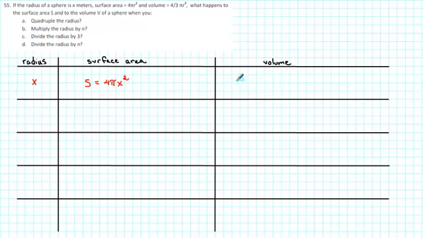We're given that the volume is V, but we can calculate the volume using the volume formula 4/3 pi times the cube of the radius. In this case, the radius is x, so we'll get 4/3 pi x cubed. For part A, we want to determine what happens to the surface area S and to the volume V when we quadruple the radius. Well, quadruple means to multiply by 4. So after we quadruple the radius it will be 4x.